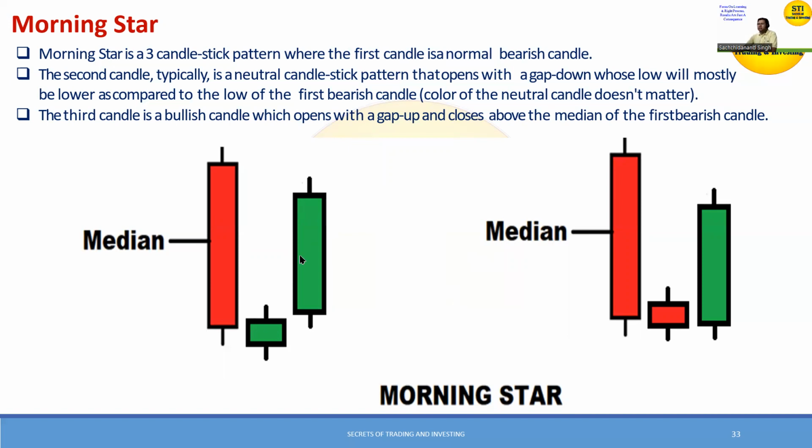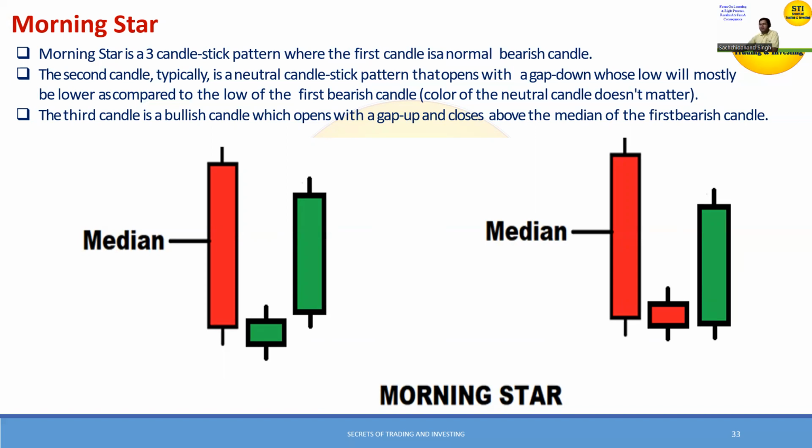Okay, and the most important thing is the formation of the third candle. Either it starts at the same level or with a little bit of gap up, but the most important thing is that it should close above the median. The same example is also here. Rather than the green candle, it has a red candle, but the third candle is again closing above the median of the first candle. If such a formation is happening, that will be treated as a morning star. So it's basically a bullish candle with a gap in between.